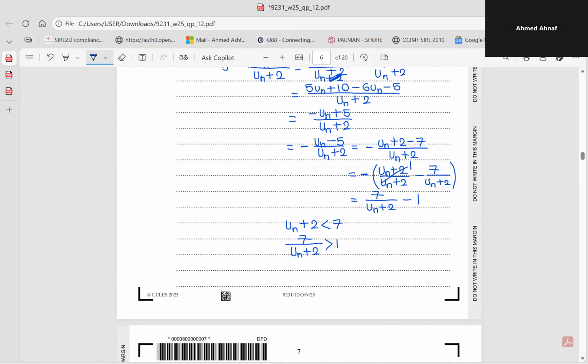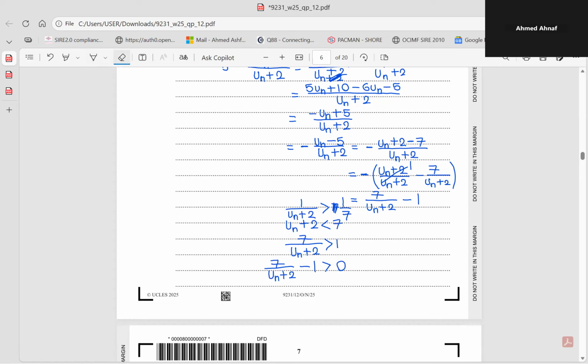So how we did this is you can reciprocate un plus 2. Wait, no. 1 over un plus 2 is more than 1 over 7. And then you multiply both sides by 7, you get 7 over un plus 2 is more than 1. And then 7 over un plus 2 minus 1 is more than 0.